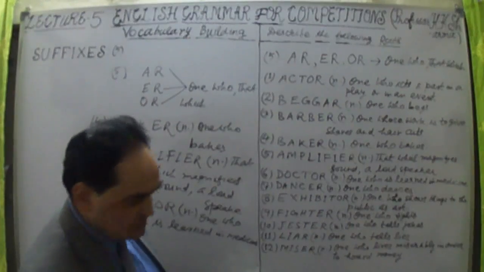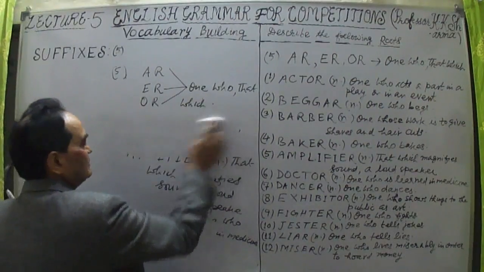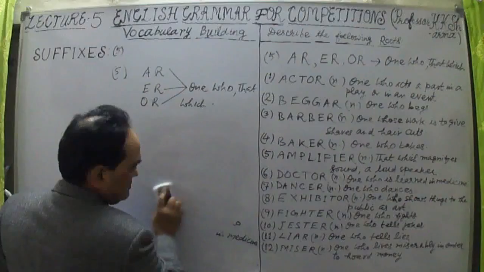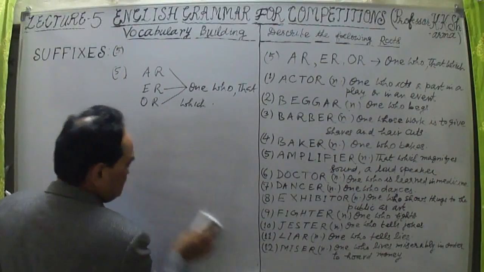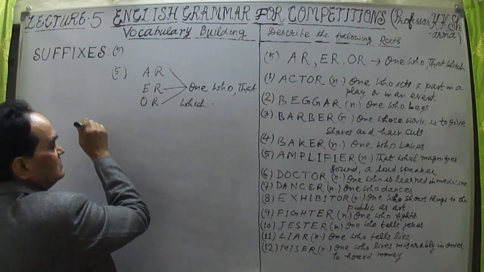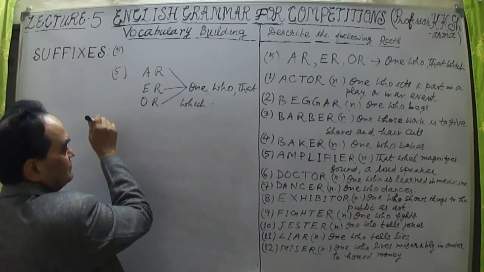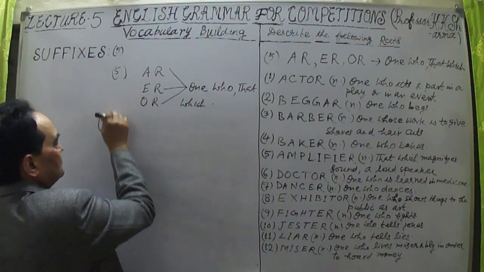Okay, so OR we have added in the end. Now let me take the next three words. So this is the sixth word we have taken. So you see, this is a very simple, easy and very strong suffix. Now the seventh word I have to take.